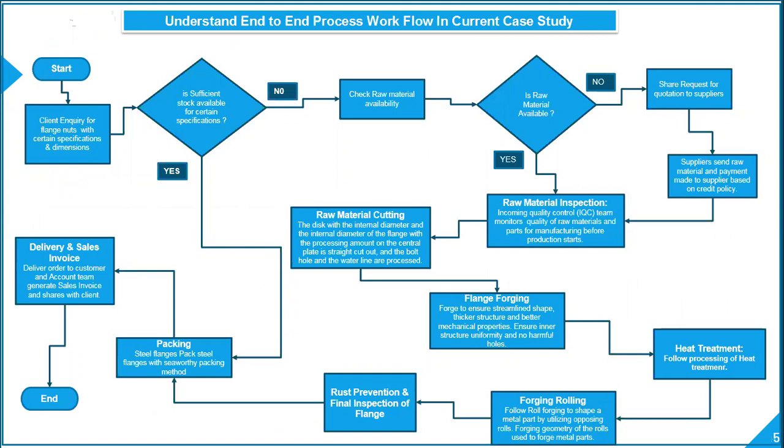So this is, ideally, a process flowchart of the process we are deploying this project for. So start, and then of course you have different steps associated. I'm not going to read all of them, but you can see we do have flange forging, then raw material inspection, then raw material cutting, then flange forging. It will go to heat treatment, then forging rolling, then rust prevention, and final inspection of the flange, then packing, and then to delivery and sales invoice, and the process will end.